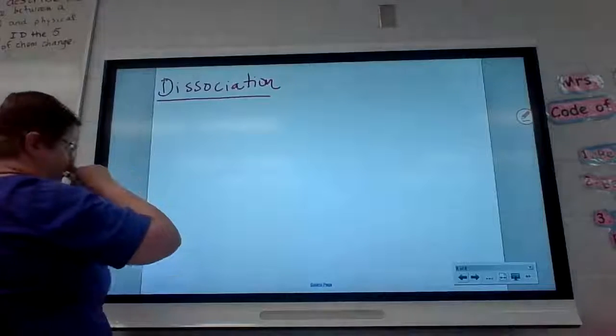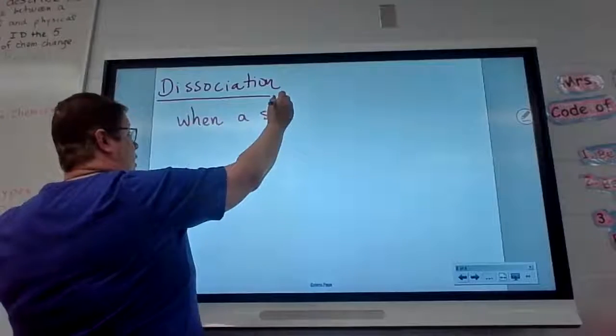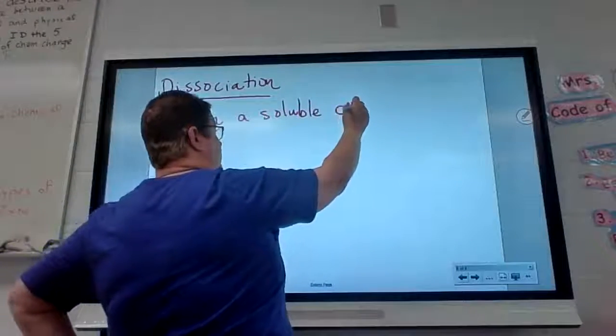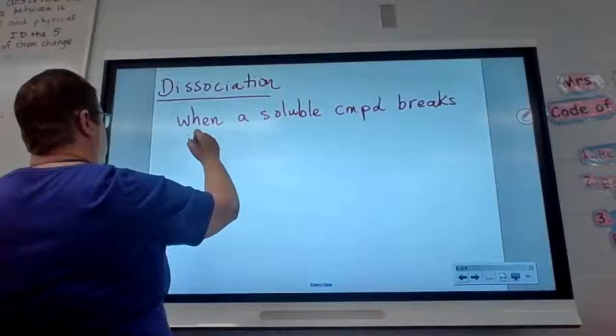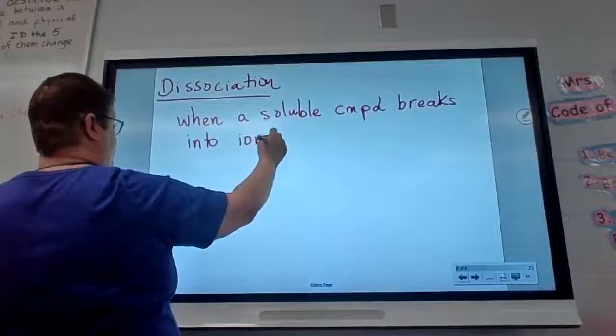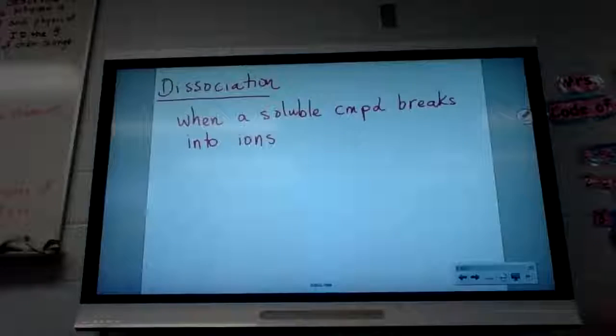All right, so dissociation is when a soluble compound breaks into ions. This process happens on its own. We can't stop it. It just happens. So we need to learn how to write the equations, because these equations happen in precipitation, and we're going to use them to write precipitation equations tomorrow. So we're going to be balancing again.